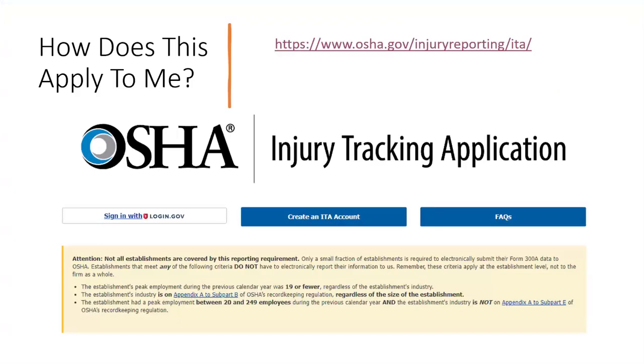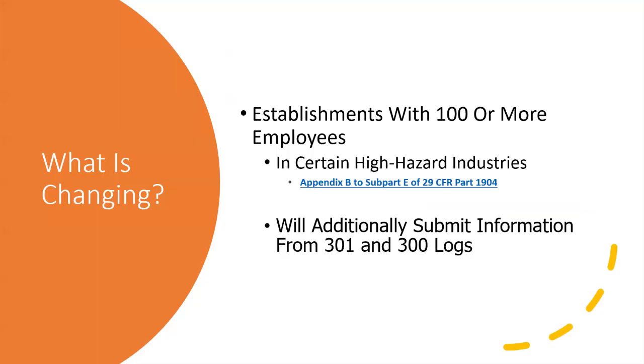Now there is one more thing to look at once you know that portion of whether or not you have to do it. The part B is if your establishment has 100 or more employees and your NAICS is listed on Appendix B to Subpart E, not only will you have to submit your 300A summary logs, you will have to submit information from your 301s and your 300 logs as well.